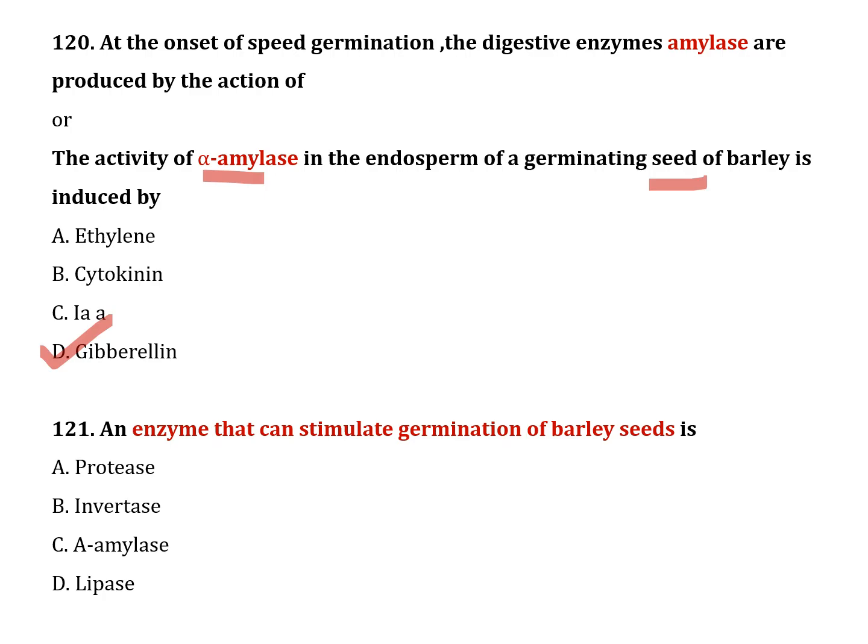The next question, number 121. An enzyme that can stimulate germination of a barley seed is option A protease, option B invertase, option C alpha amylase, option D lipase. Correct answer is option C alpha amylase.